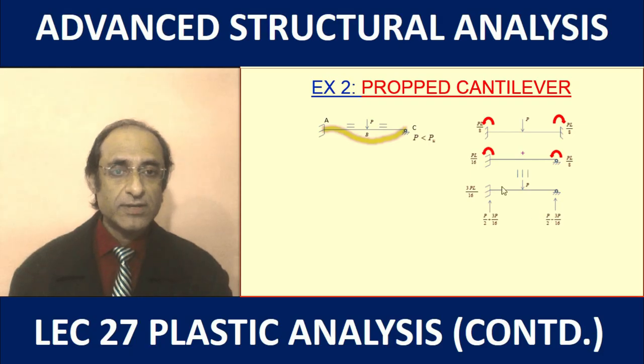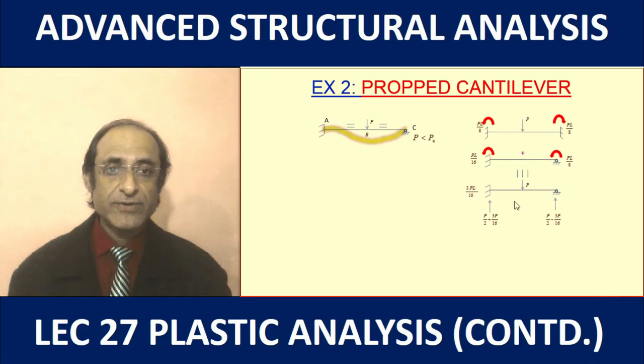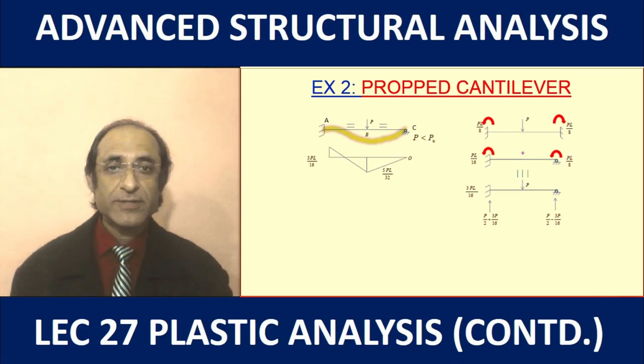Because of the moment, the reaction will be different from P by 2. There will be push and pull. On one side we have the push effect, on the other side the pull effect, and we can then also obtain the bending moment at the midpoint. When we draw the final bending moment diagram, this is the result. What we find is that at the midpoint the bending moment is 5 by 32 PL, and at the left end it's 3 PL by 16, which is equivalent to 6 PL by 32.